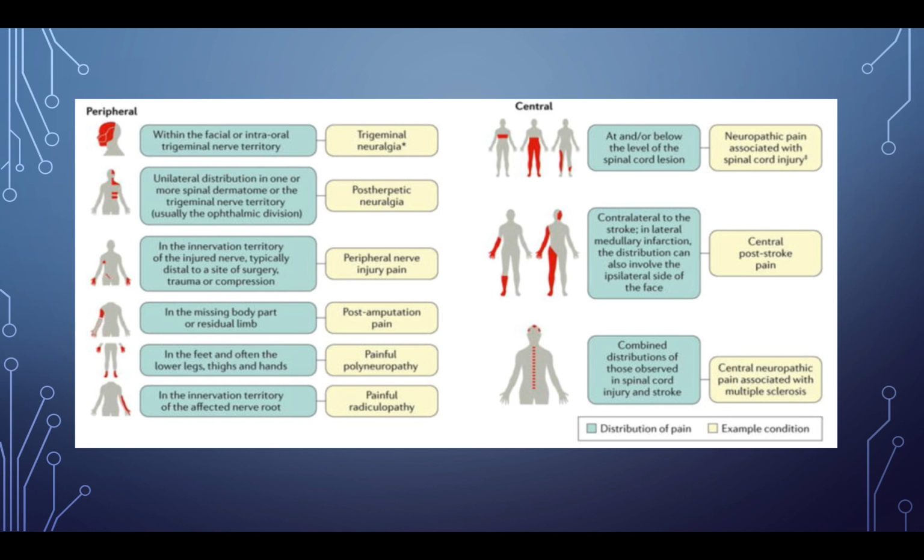Central neuropathic pain associated with MS. So I actually have read, I couldn't find it for this lecture, but I'll try to provide it. Well, first of all, it's a combined distribution of those observed in spinal cord injury and stroke. But with MS, obviously, you're going to see demyelinating conditions all over.